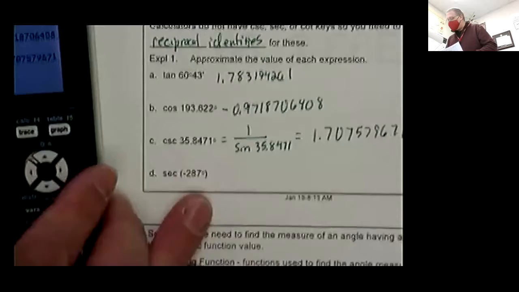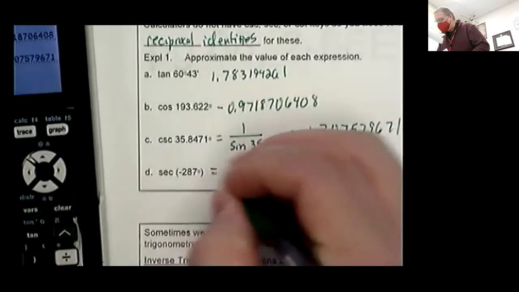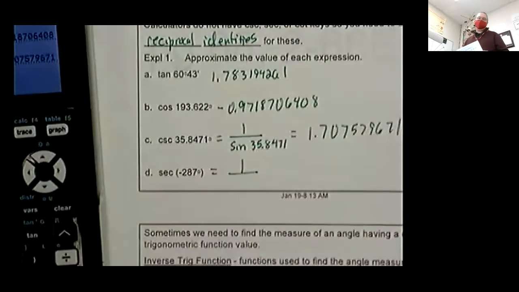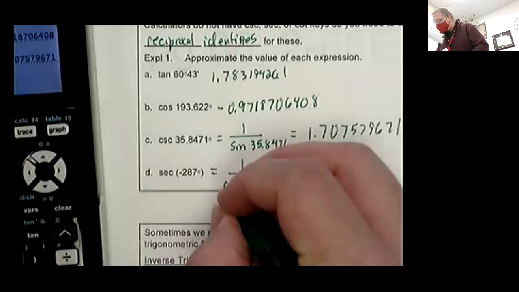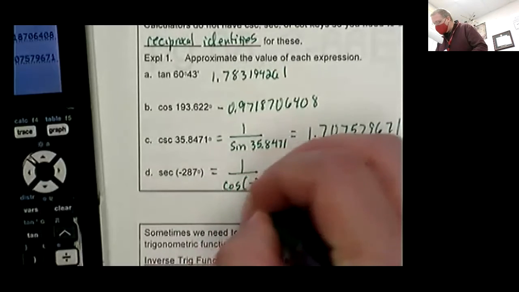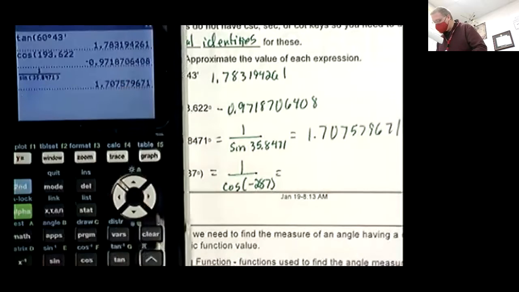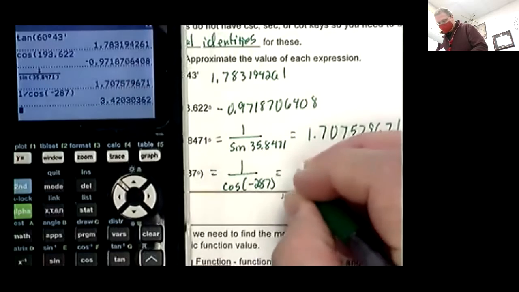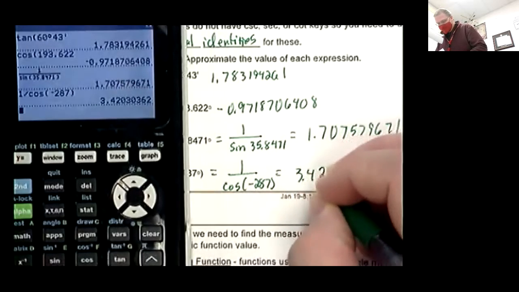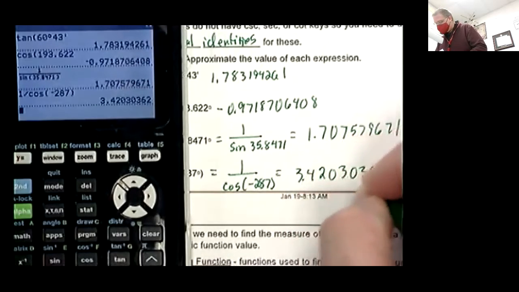Again, there is no secant on our calculator, so we're going to have to use our reciprocal identities. Secant is the reciprocal of cosine, so we have now cosine of negative 287, and that is 1 divided by cosine of negative 287. And that gets us 3.42030362.